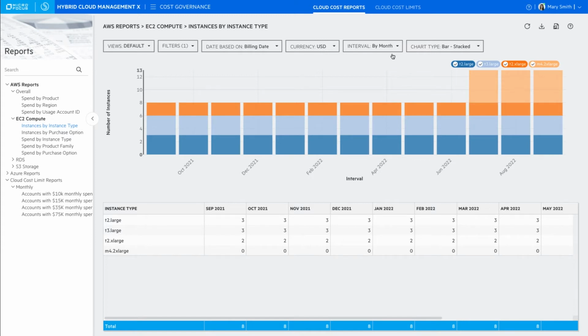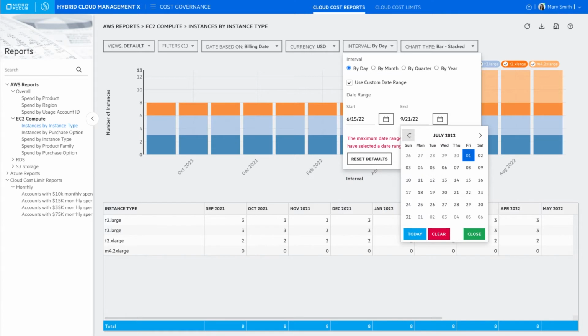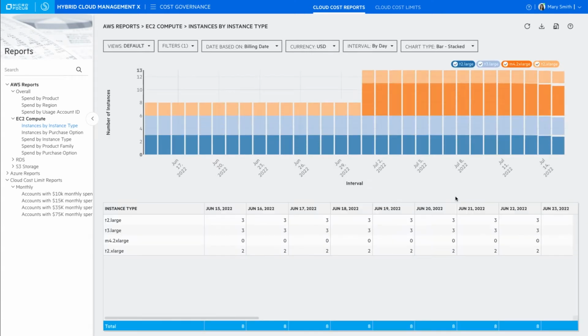Also note that with HCMX FinOps Express, it's easy to time slice billing data, even to the level of a single day. And this allows you to pin down the exact day of a spend spike, which can help you to identify the root cause of the spike even better.